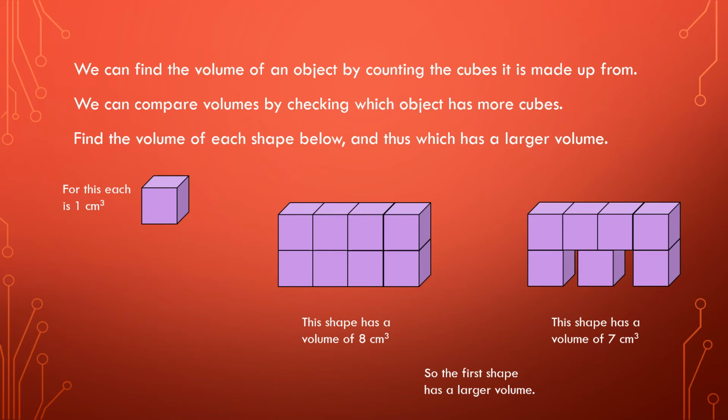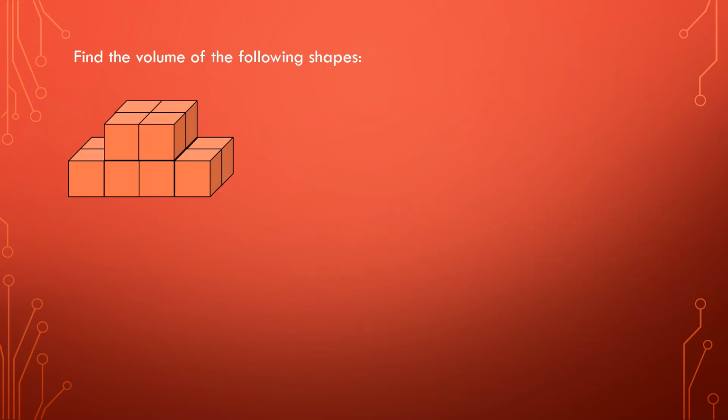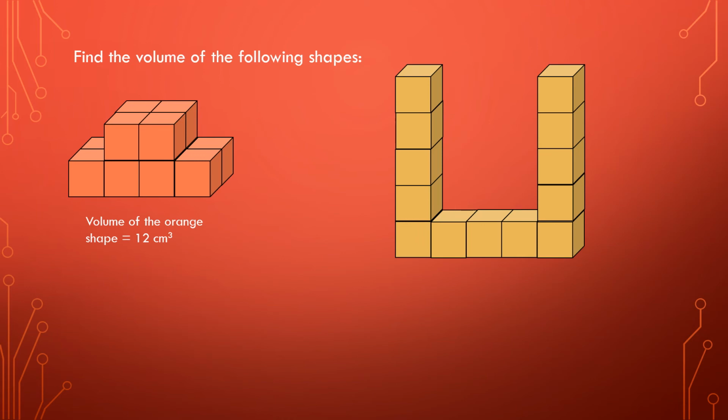So what we can do is use this approach to find the volume of some of these shapes. So what's the volume of this orange shape? Well, there are 1, 2, 3, 4, 5, 6, 7, 8 cubes in the bottom, and there are 4 cubes on the top. So the volume of this orange shape is 12 cubic centimeters. If we think about this kind of yellowy gold shape, how many cubes is it made up of? Well, there are 1, 2, 3, 4 in the tower, and there's 5 along the bottom, and then there's 4 in the other tower. So altogether, the volume of the yellow shape is 13 cubic centimeters.